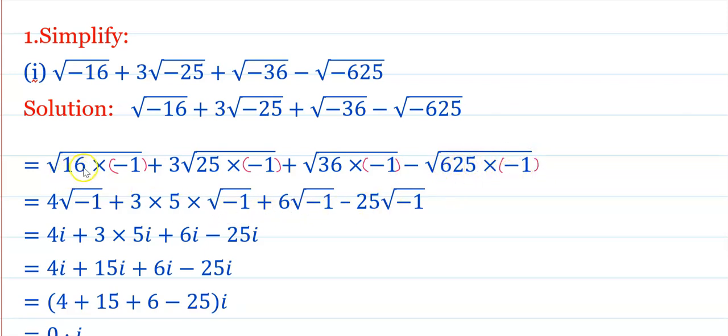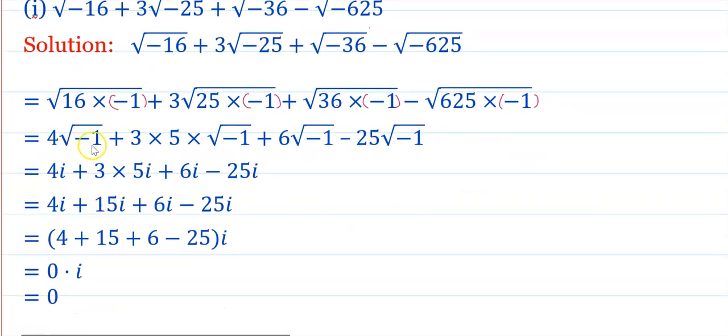Okay, now see this here. The square root of 16 is 4, square root of 25 is 5. Next, square root of 36 is 6, square root of 625 is 25. Now next see this, square root of -1 is i, and root of -1 is again i.